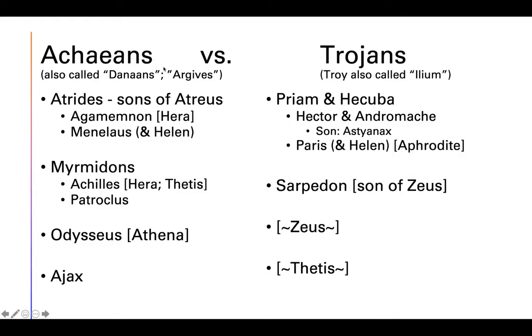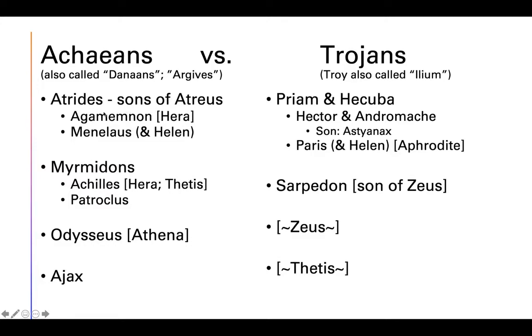So this side, the Achaeans versus the Trojans. The Trojans are all much more unified around Troy, of course. The important characters on the Achaean side are the sons of Atreus, called the Atreides. Sometimes they're referred to like that. It just means sons of Atreus. That's their dad's name. We'll learn more about this house of Atreus in the future when we read Agamemnon, the play.